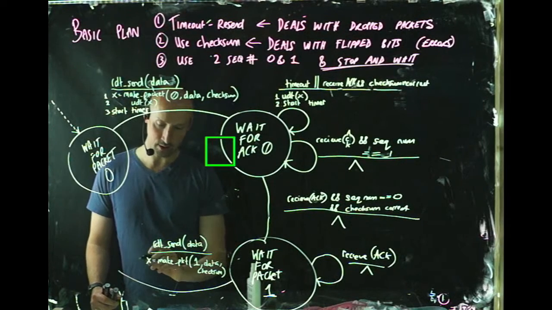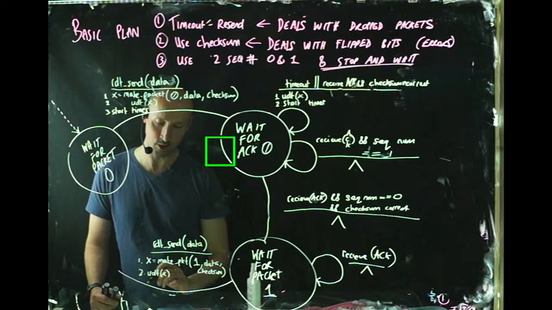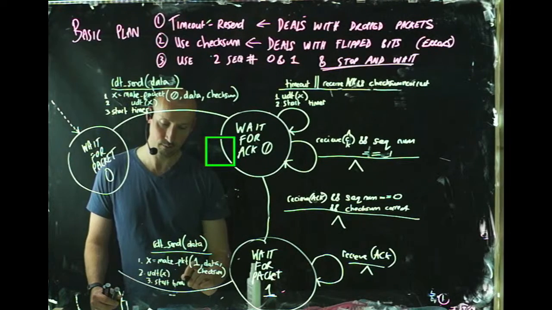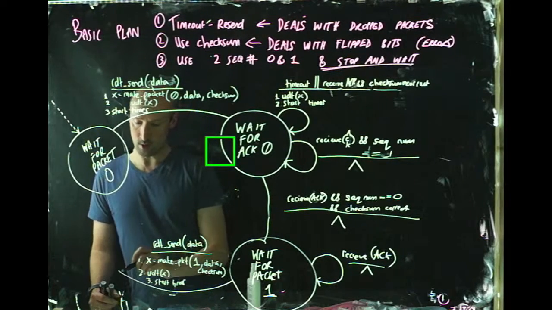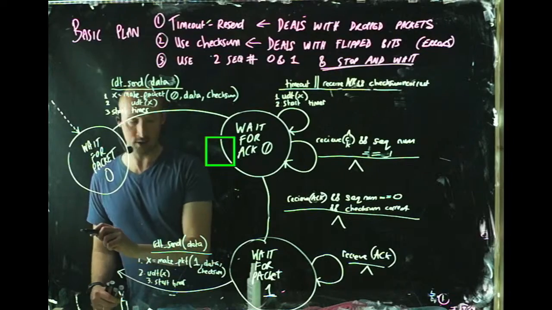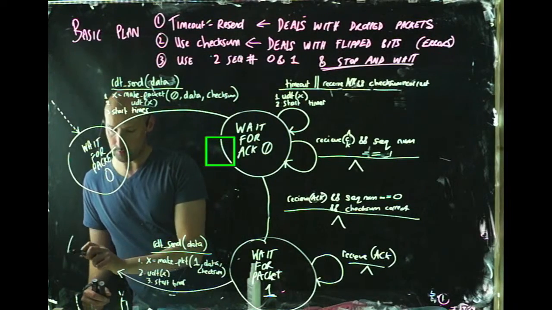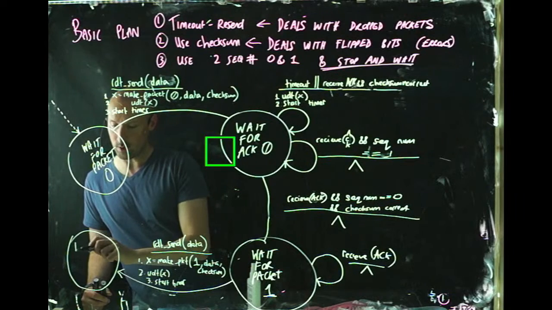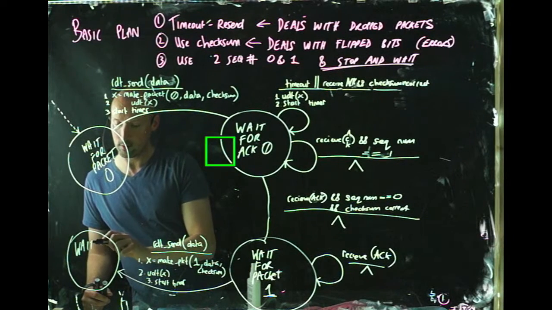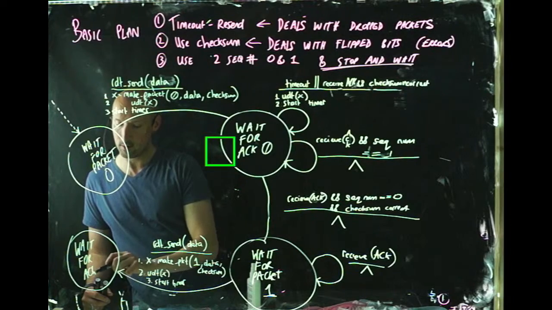So that's step 1. Step 2 would be unreliably send that new packet into the unreliable channel, and number 3 would be start my timer. And that's it. So what happens now is I move over to this new state. I hope I'm still inside the page here, on the board. So my final state here is wait for AC1.